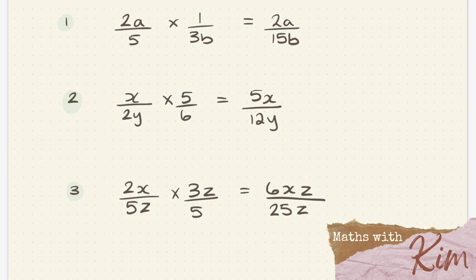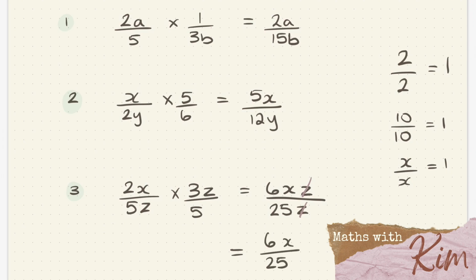Okay, z divided by z, anything divided by itself is going to give us 1. 2 divided by 2, how many 2's go to 2? It's 1. 10 divided by 10 is 1. So if I have a letter over the same letter, it's still going to give me 1. That is how the z cancels out. In its simplified form, I'm going to have 6x over 25.